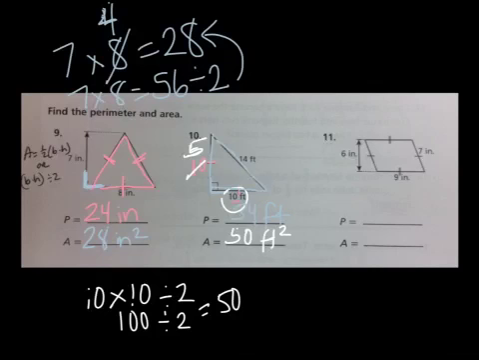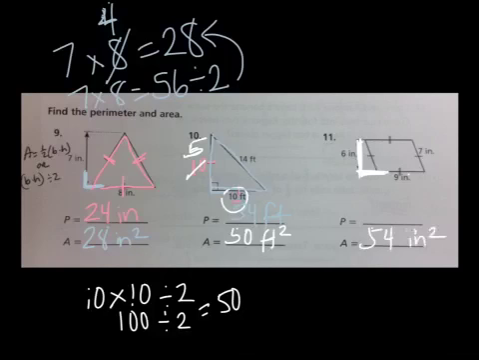Now for number 11, it is not a triangle, so I'm not halving anything. But because it's a parallelogram, I need to remember for the area that it's still the base and the height, not diagonal sides. The area has to be the right angle, 2 perpendicular lines. So I have 9 times 6 is 54 inches squared.